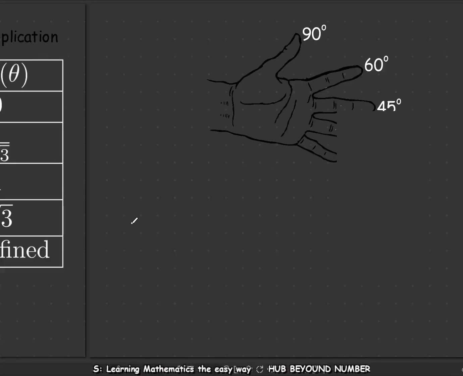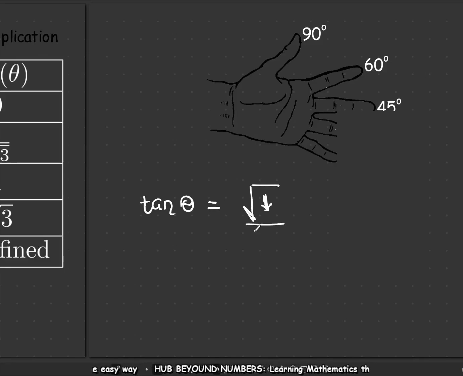So now that we know how to deal with the cos and then the sine, let's look at how to deal with the tangent. If you want the tangent of any of these angles here, then it's going to be the square root of the number of fingers below all over the square root of the number of fingers above. Right? So it's below over above. So how do you apply it? Just like the previous one.